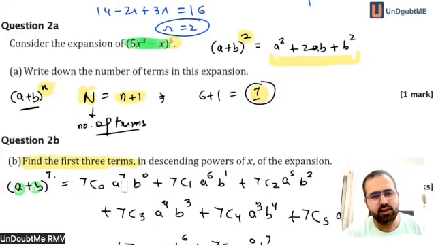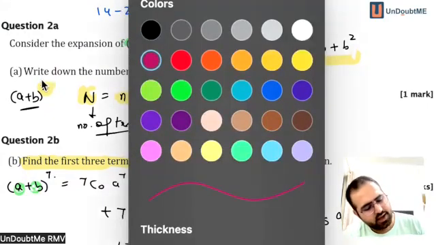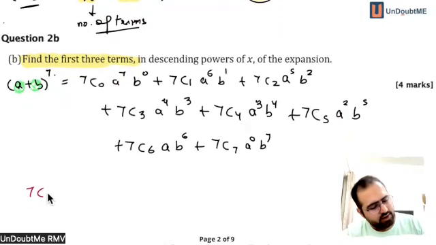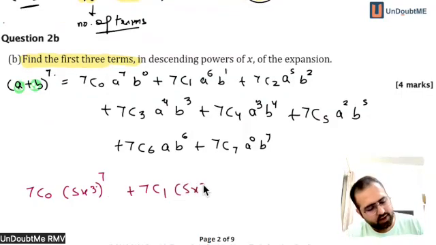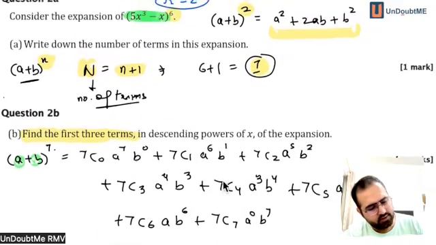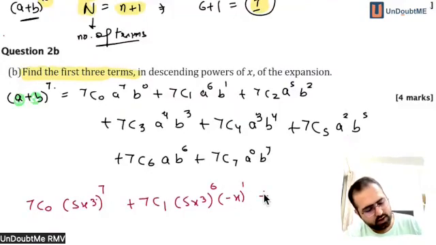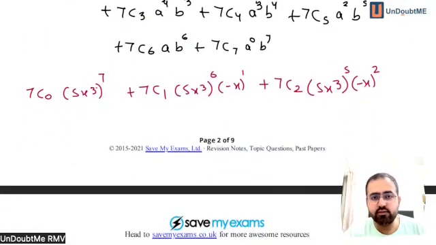So as per that, I will be having 5x cubed raised to the highest power initially only. It means I will have 7c0 (5x cubed) to the power 7, then 7c1 (5x cubed) to the power 6, times negative x to the power 1, and 7c2 (5x cubed) to the power 5, times negative x to the power 2. These 3 terms we need to write in the simplified form.